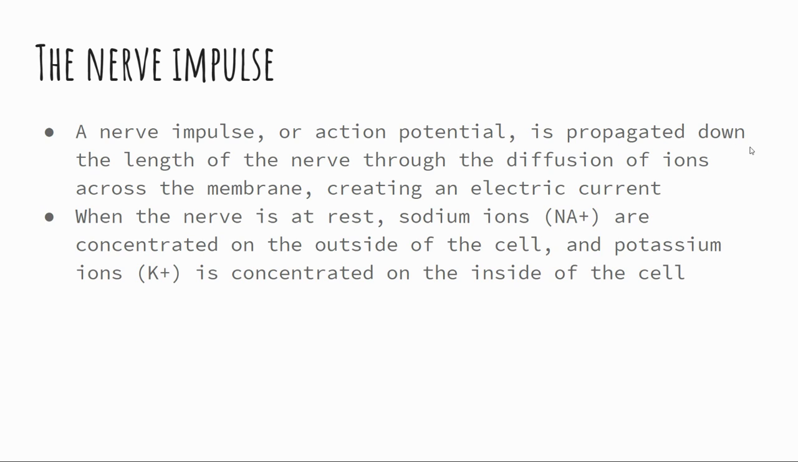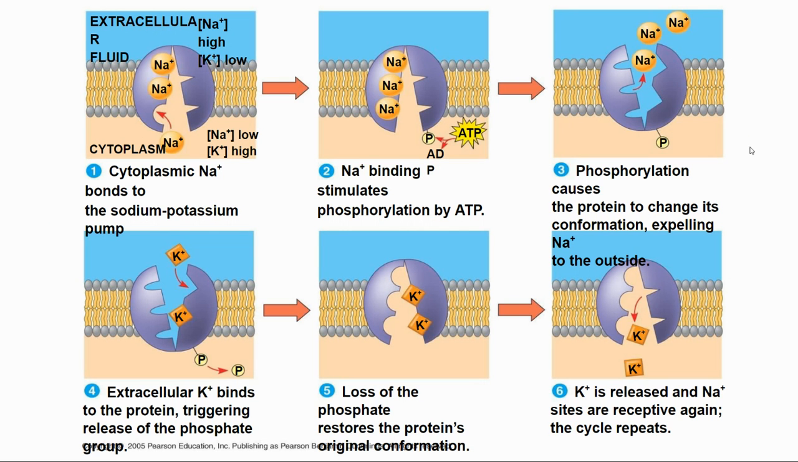When the nerve is at rest, sodium ions, from this point forward referred to as Na+, are concentrated on the outside of the cell, and potassium ions, K+, are concentrated on the inside of the cell. So we've created two different types of concentration gradients, one with sodium ions and one with potassium ions. So we'll see here you'll have pumps that are going to allow these concentration gradients to flow across the membrane, which is going to, of course, create the potential to do work, ATP, much like it does in any other type of diffusion.